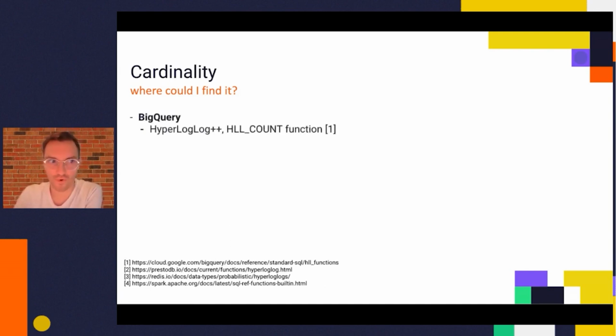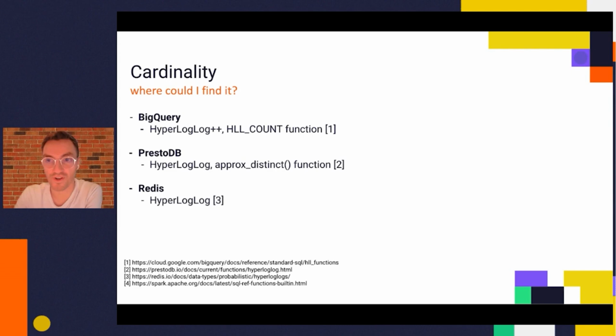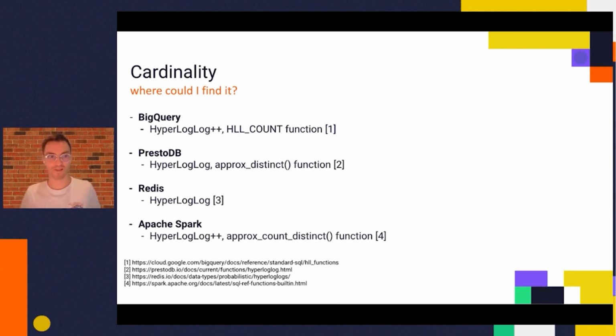Of course, in BigQuery. In BigQuery, this implementation of HyperLogLog++ is using the HLL_COUNT function. And in PrestoDB there's also an approx_distinct function. And in Redis there's also a HyperLogLog. And last but not least, Apache Spark also implements the HyperLogLog++ data structure, which could be used under the well-known function approx_count_distinct.